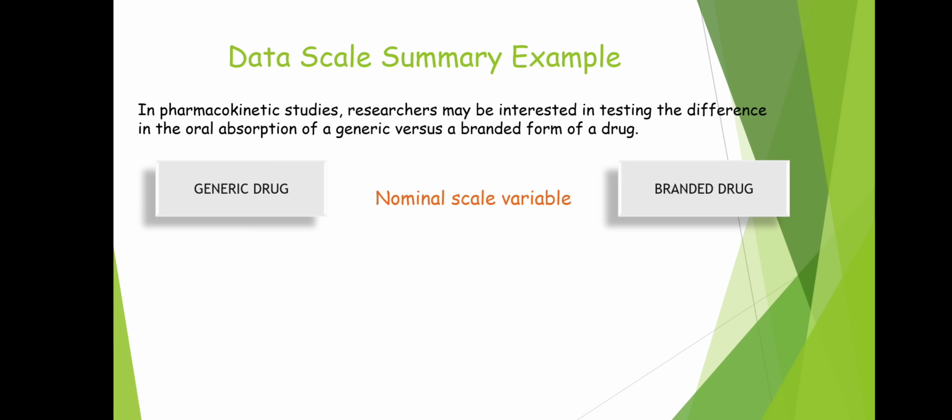If you want to judge on the basis of dichotomous, you can ask whether this is generic or branded; no, it is generic, so it is dichotomous. And on a categorical scale, we can say one is coming under the category of generic and the other is coming under the category of branded drug. So this difference in the drug, depending on whether it is a generic drug or a branded drug, we have differentiated on a nominal scale.